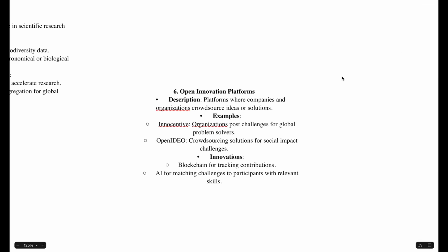And the last one we have for today is open innovation platforms. This is basically a platform where companies and organizations put ideas and solutions together, like OpenIDEO, crowdsourcing solutions for social impact challenges, and stuff like that.